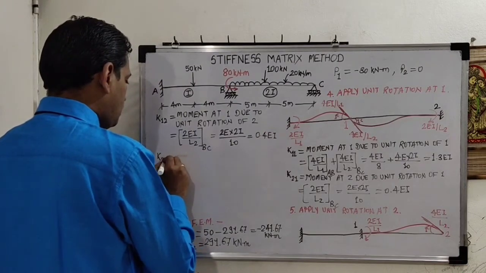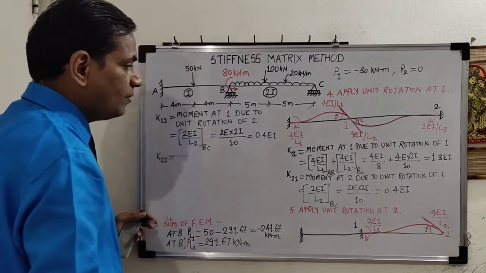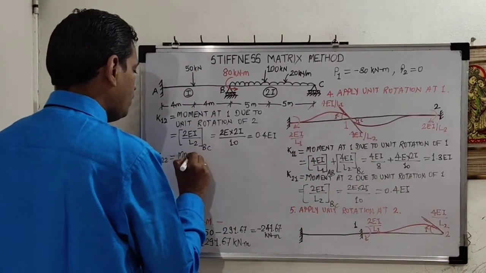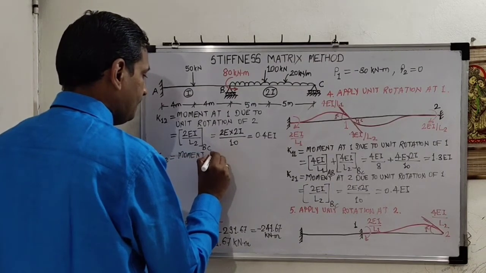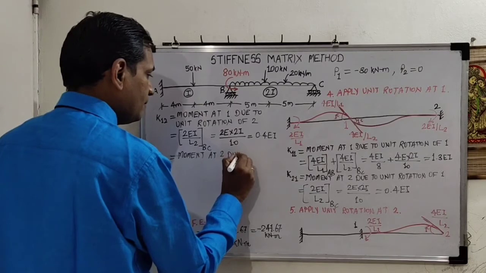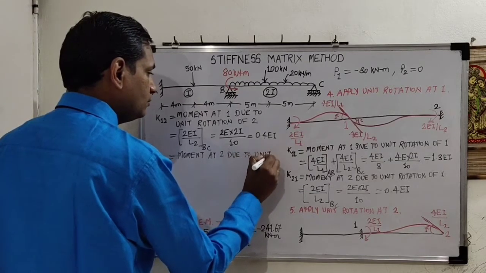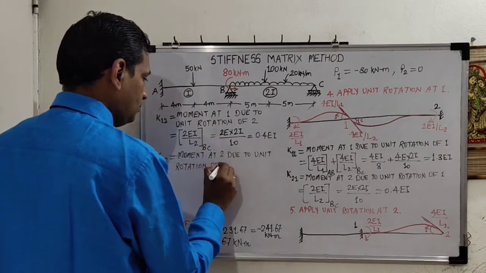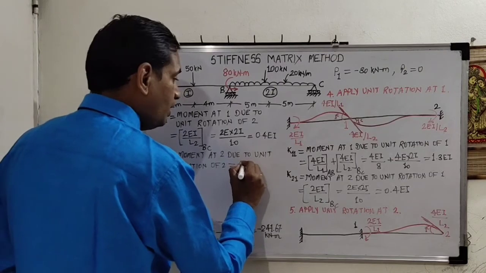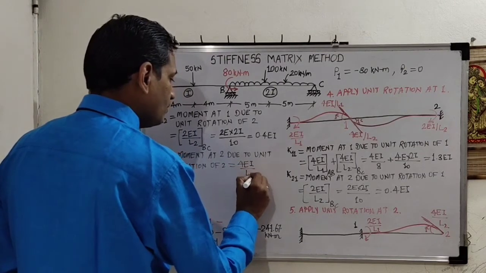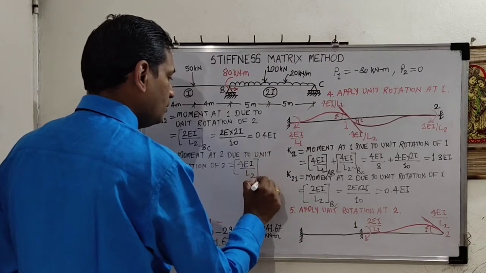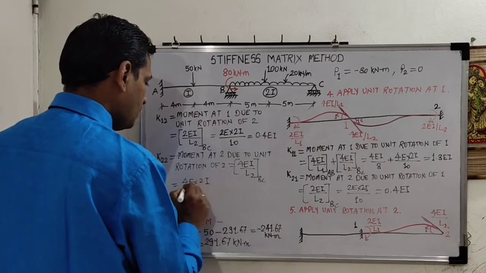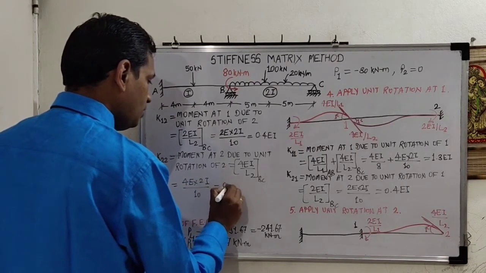Then second element of the matrix will be K22, moment at 2 due to unit rotation of 2. And this is 4EI by L2 for span BC. So how much is this? 4E into 2I upon 10, which is 0.8 EI.